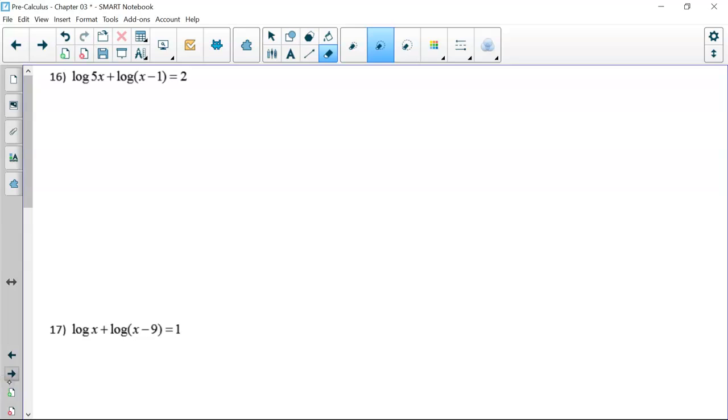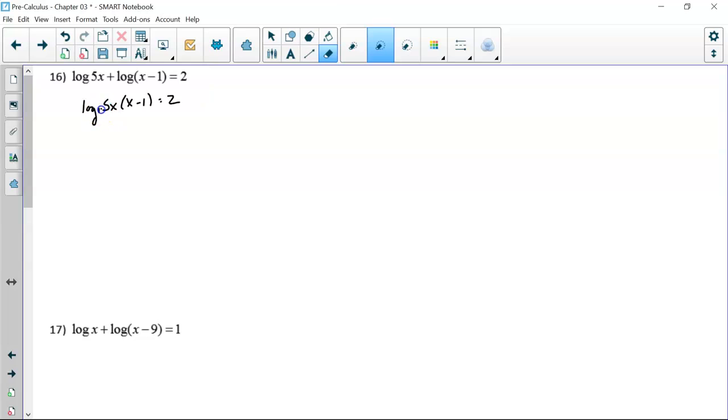Number 16, once again, those more complicated problems. Log of 5x plus the log of x minus 1 equals 2. Because we have logs and we can't isolate just one, we have to condense. Here, it's addition, so we're going to use that product property. So the log of 5x times x minus 1 equals 2.